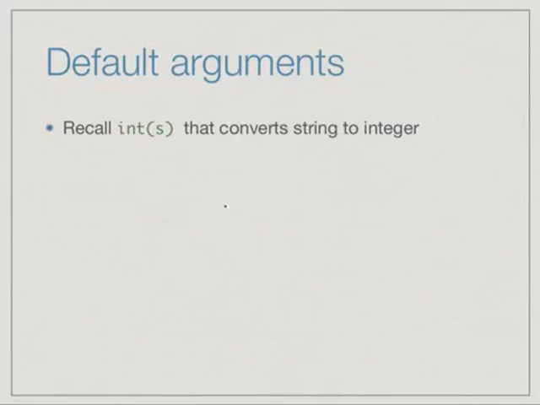Another nice feature of Python is that it allows some arguments to be left out and implicitly have default values. Now recall that we had defined this type conversion function int of s, which will take a string and try to represent it as an integer if s is a valid representation of an integer. So if we give it the string 76, then int would convert it to the number 76. If on the other hand we give it a string like a5, since a is not a valid number, a5 would actually generate an error.